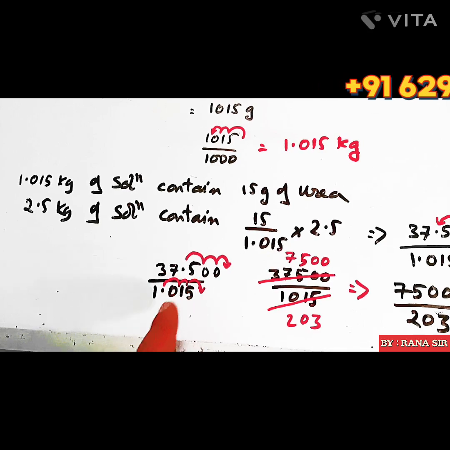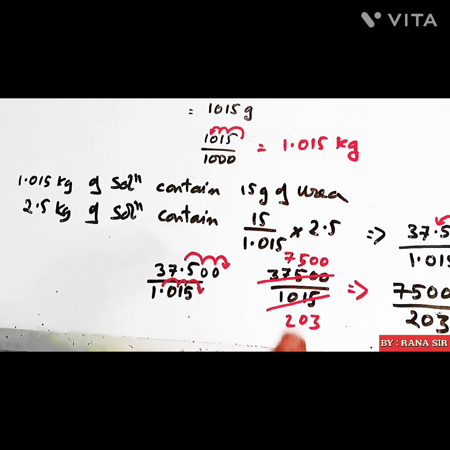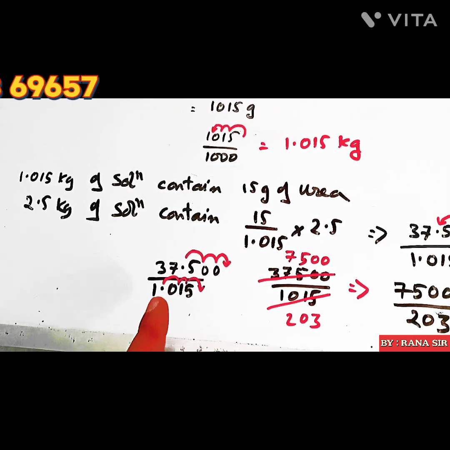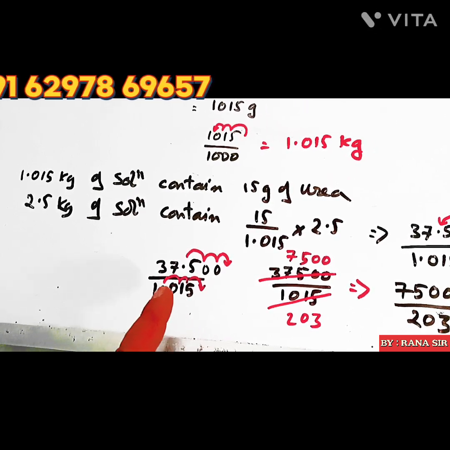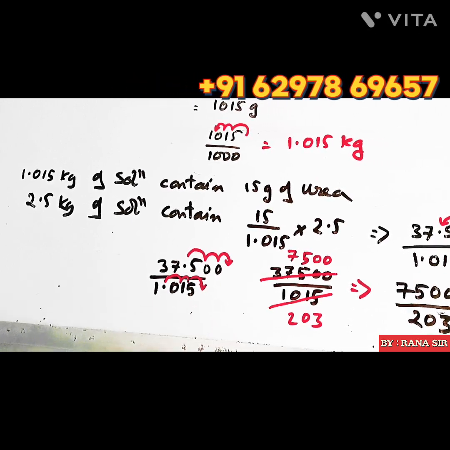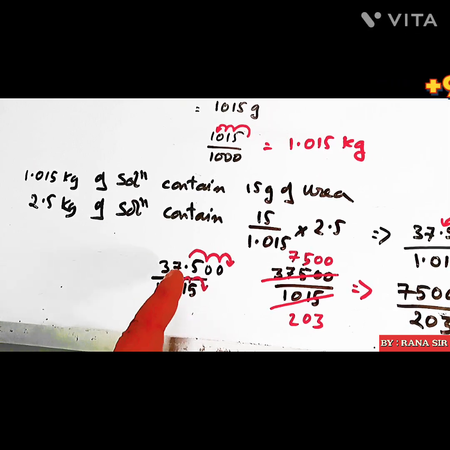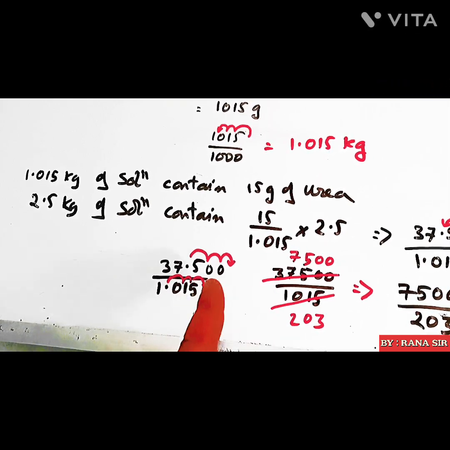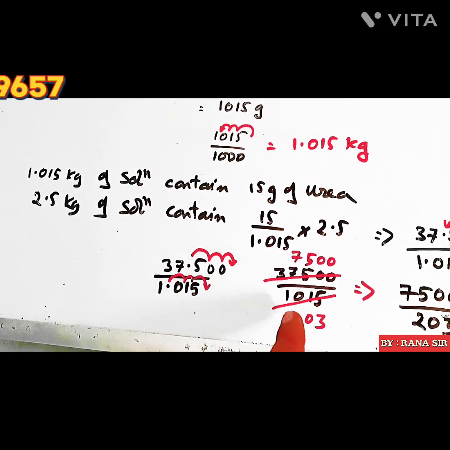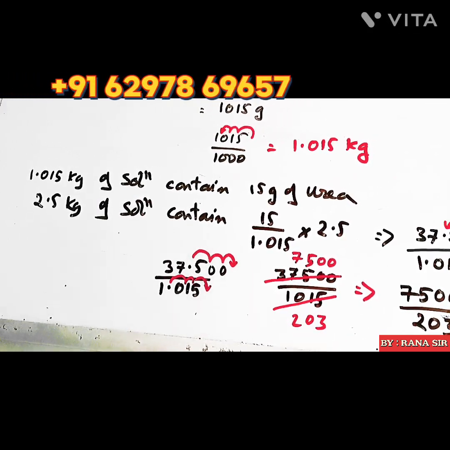So 37.5 and 1.015, the decimal point. So now we shift the decimal point towards the right. Here I am shifting because the denominator has a decimal. If I want to remove the point from this denominator, how many shifts? 3 shifts. 1 shift, 2 shift, 3 shift. So here also I will be shifting, putting zeros when I don't have numbers. So what is the number? 37500 divided by 1015.